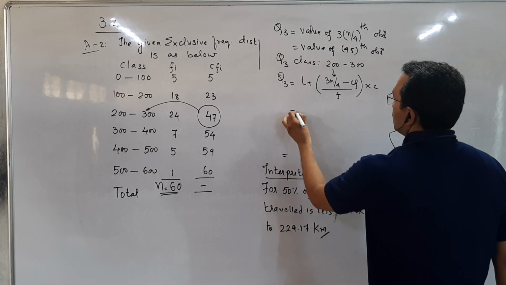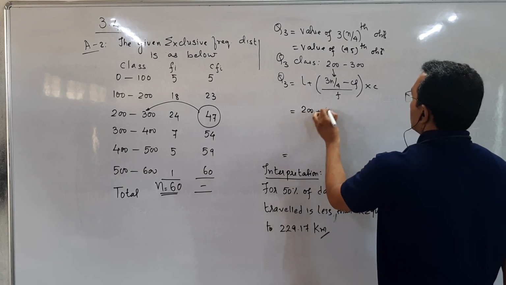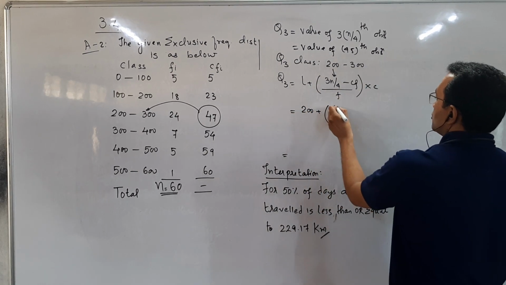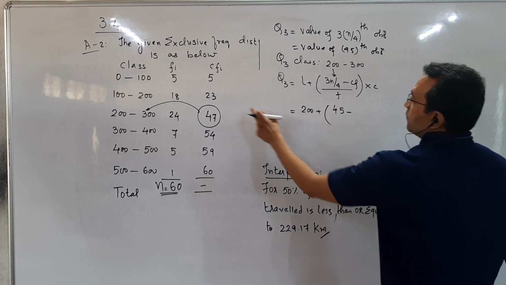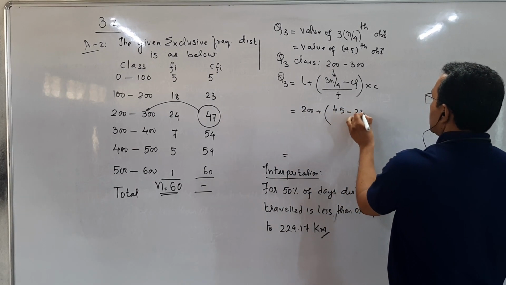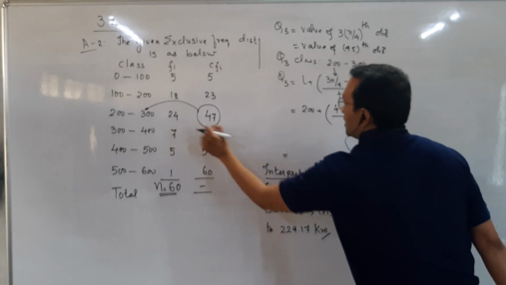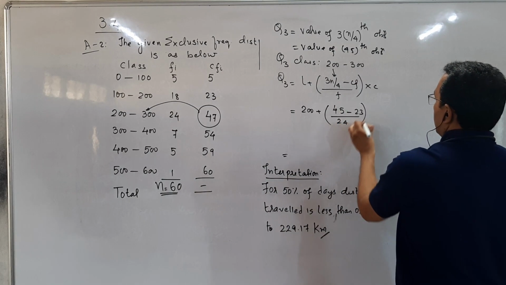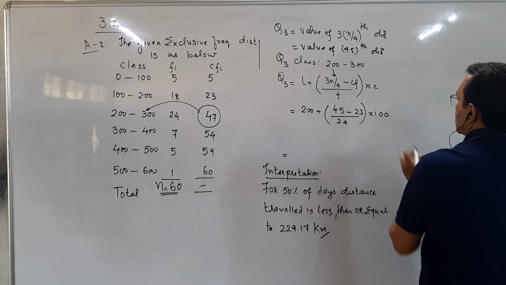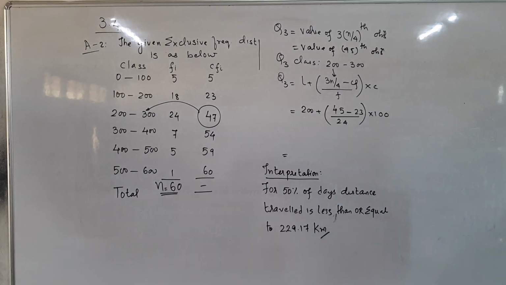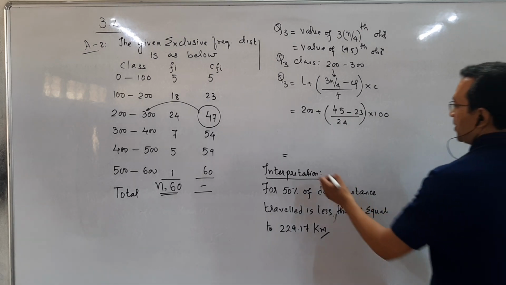So this is equal to 200 plus, now 3n by 4 will be this value, so 45. CF of the above class is 23. Frequency of the same class, so 24. And of course, class length is 100. So simplifying, this comes out to be 291.67 kilometer.